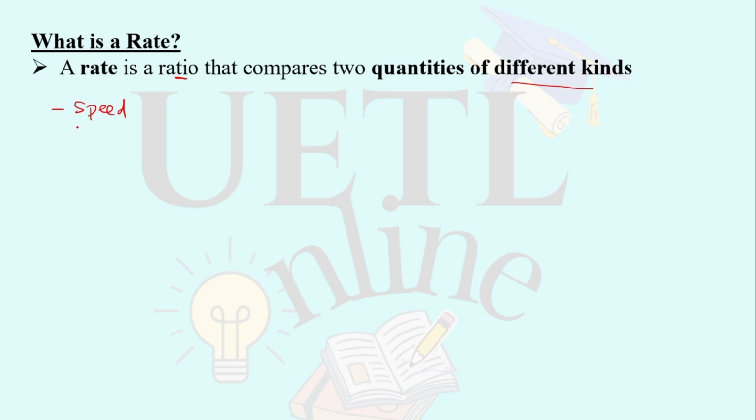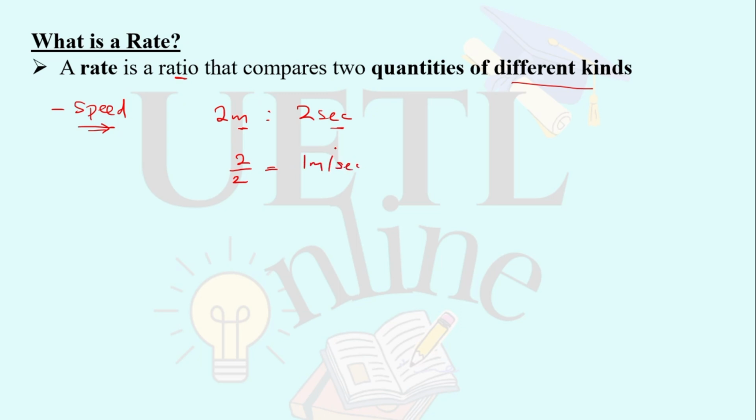It's a rate. This means that when you are moving, let's say you are moving 2 meters in 2 seconds, this becomes a rate because these are different. It's a ratio, but the quantities are different. So you can say it's 2 meters over 2 seconds, and it becomes 1 meter per second. This is simple.